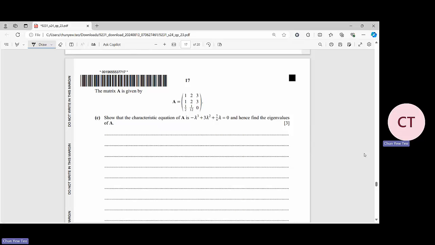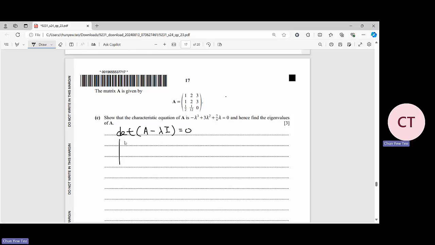C. The matrix A is given as such, so that the characteristic equation looks like this, and hence find the eigenvalues of the matrix A. So we need to find the eigenvalues by forming the characteristic equation first. For the characteristic equation, first of all, you need to have the formula.